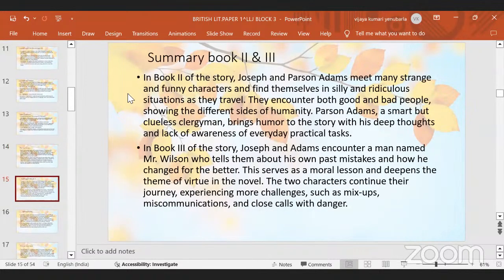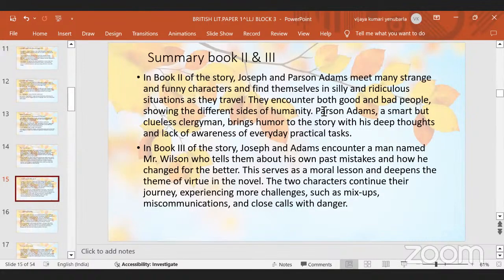So, second and third books. In the second book, Joseph and Parson Adams meet many strange and funny characters and find themselves in silly and ridiculous situations as they travel. They encounter both good and bad people, showing the different sides of humanity.